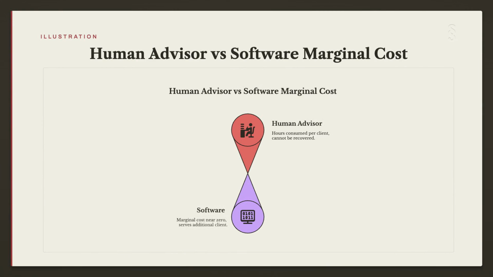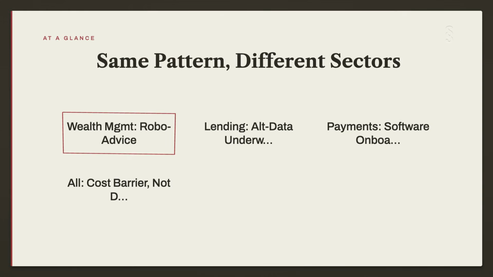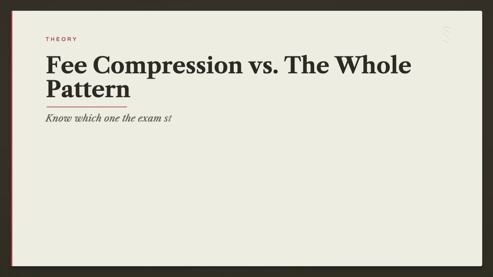The precise mechanism matters. A human advisor serving one more client burns hours that are gone forever, while software serving one more client costs almost nothing. That gap in marginal cost, not any improvement in advice quality, is what actually opens a market. In lending, automated underwriting on alternative data made small loans cheap to evaluate. In payments, software replaced manual underwriting and hardware setup. In every case, the barrier was cost of service, not lack of demand. Fee compression is just the final link in the chain, not the chain itself.